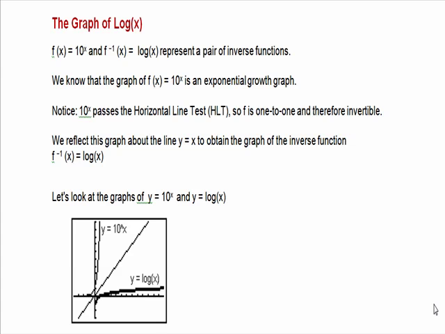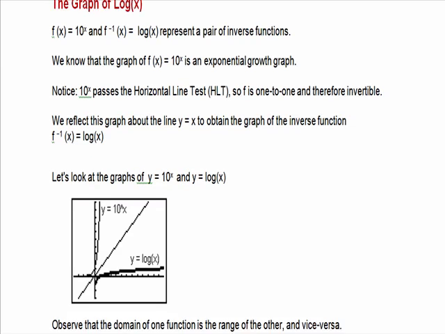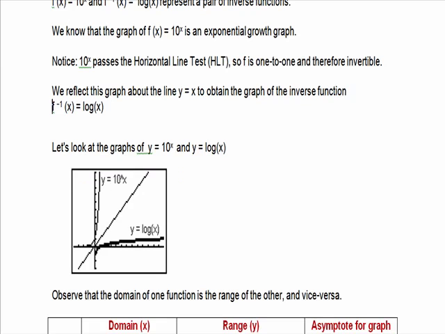Notice, by the way, if I just graph 10 to the x, which you can see on the graph down below on the screen, that it passes the horizontal line test. It also passes the vertical line test because it's a function. So f is 1 to 1, and therefore it's invertible. One of the ways we said before we could graph an inverse was either by interchanging the x's and y's, or by graphing the function by reflecting it over the line y equals x.